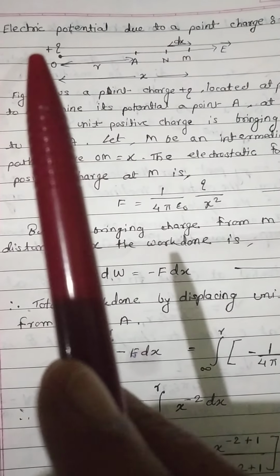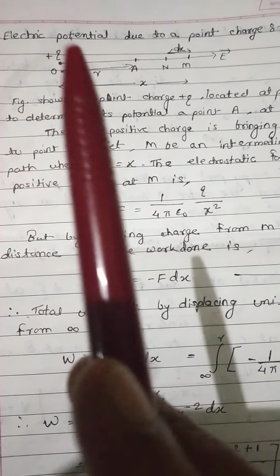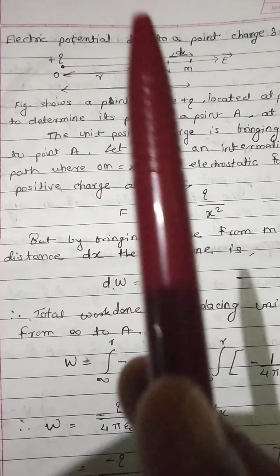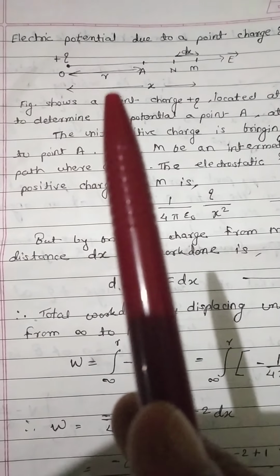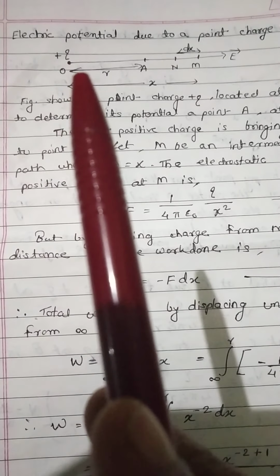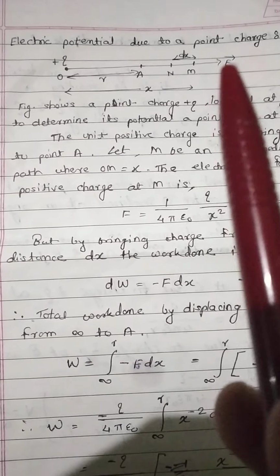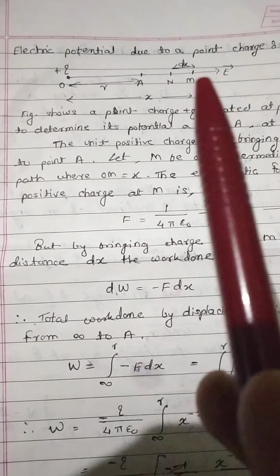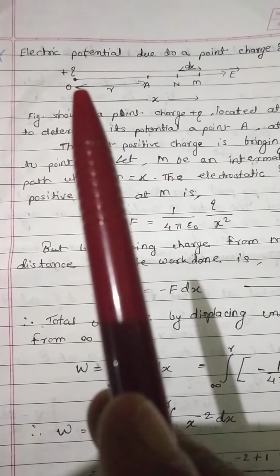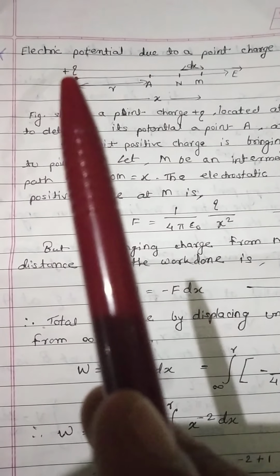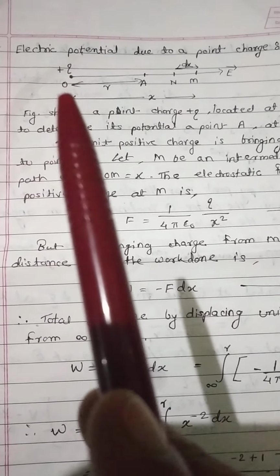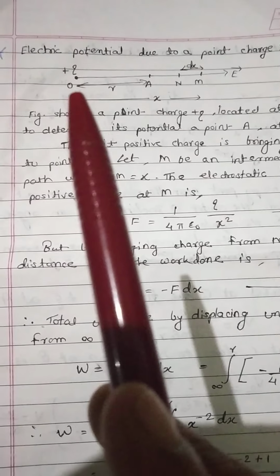We learn in this chapter electric potential and electric energy. So we now find out electric potential at a point charge. Due to a point charge, here plus Q is called a point charge and it's placed at point O.